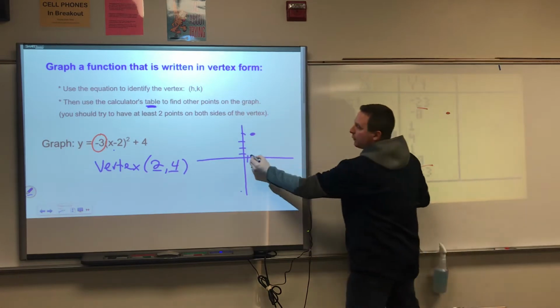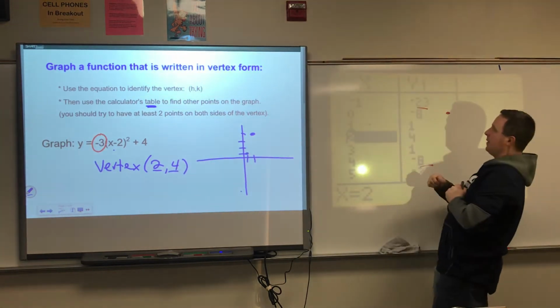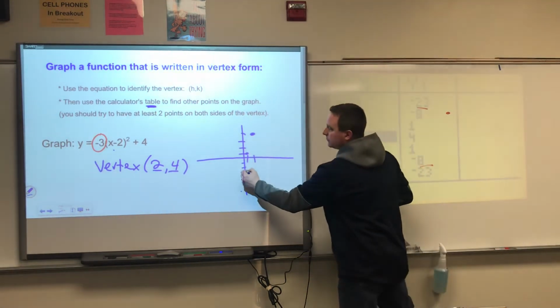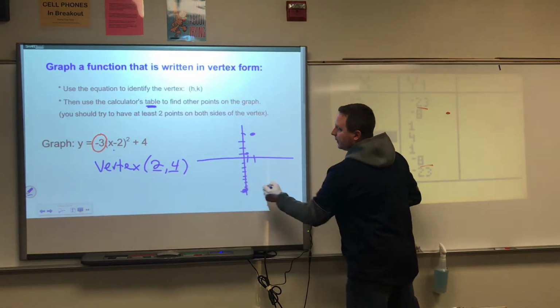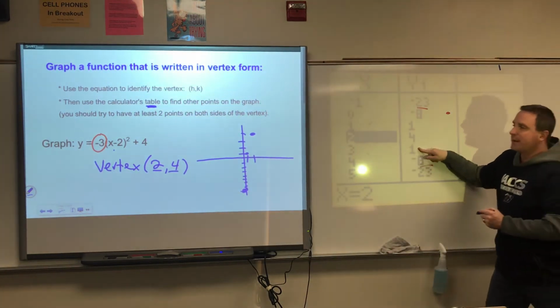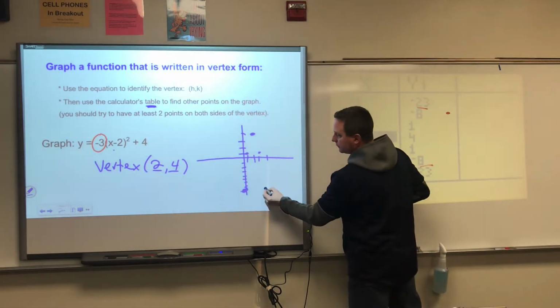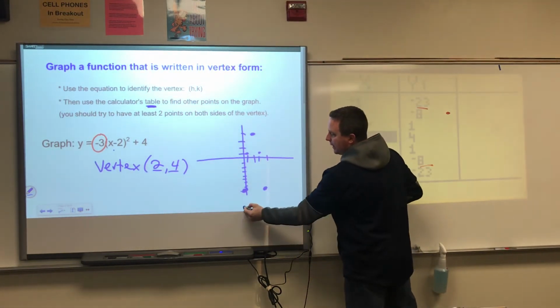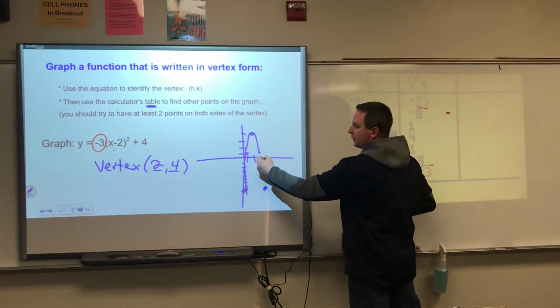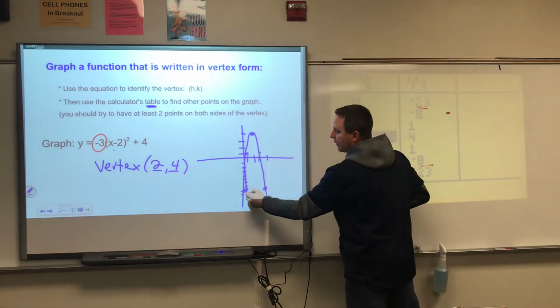I could do over 1, up 1, over 0, down 8, down there, right 3, up 1, and over 4, down 8. Okay? And then I would connect them with a curve, something like that.